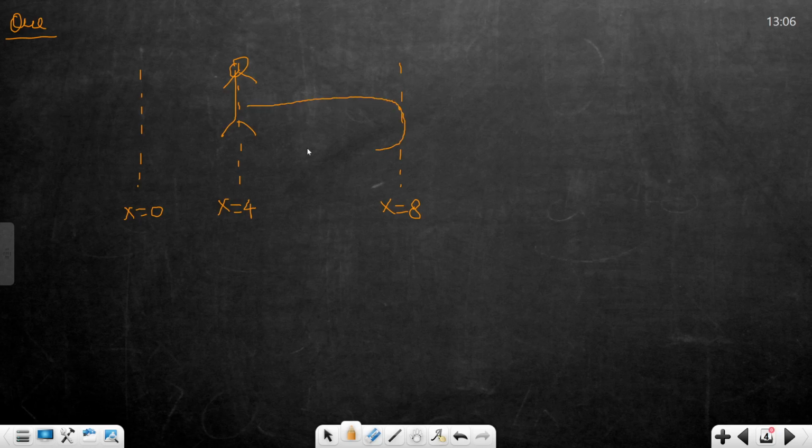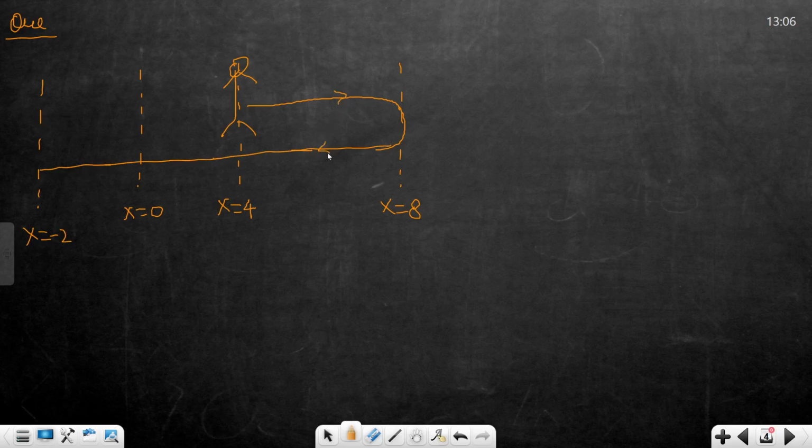I am giving a question. There is a question. This is a zero marking. X is equal to 0. A man is standing at a marking of x equals 4. He walks up to x equals 8. Then he takes a U-turn and he comes back to x equals -2.